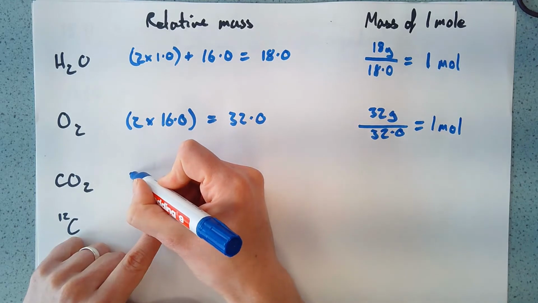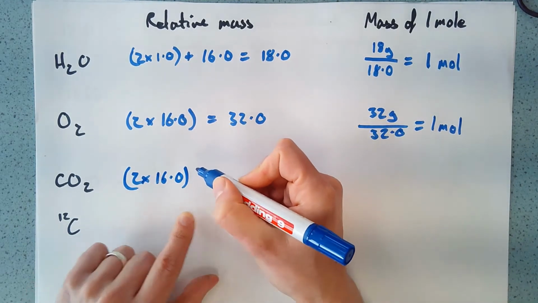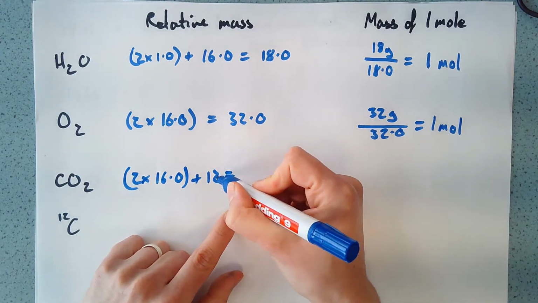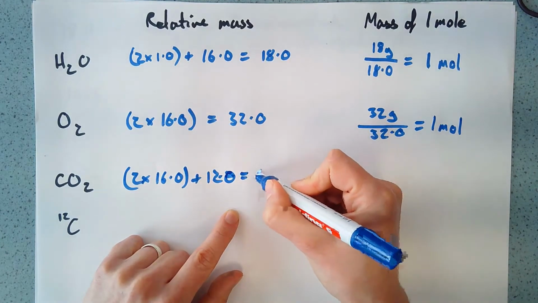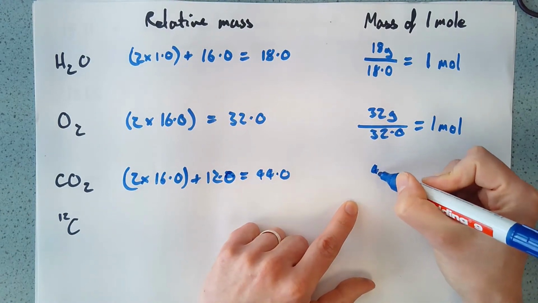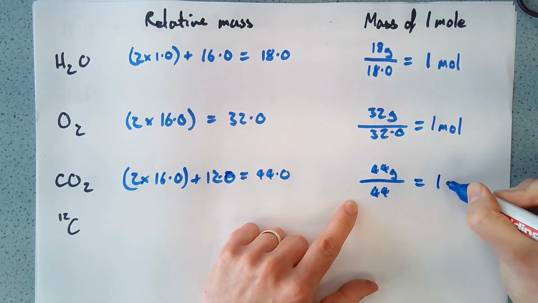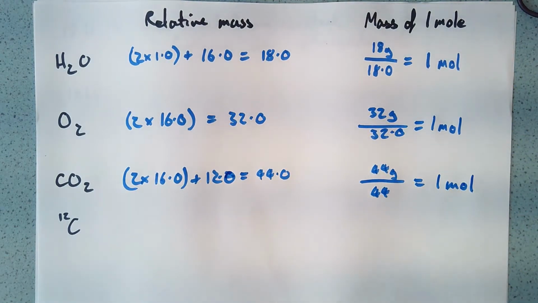So this would be 2 times 16 for carbon dioxide plus 12, and that would give me, sorry, that's 12.0, gives me 44.0, and then so we take 44 grams of carbon dioxide, we end up with the same number of particles, whatever that number would be.